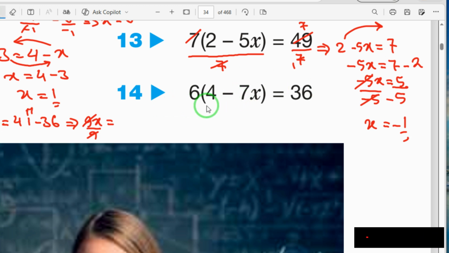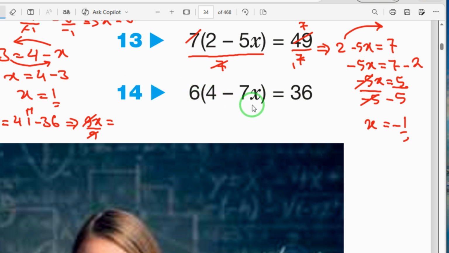And question number 14, the last question. First we divide both sides of the equation by 6. Directly we simplify by 6, just remain only 4 minus 7x equal to 1 times 6, and 6 times 6 is 36.